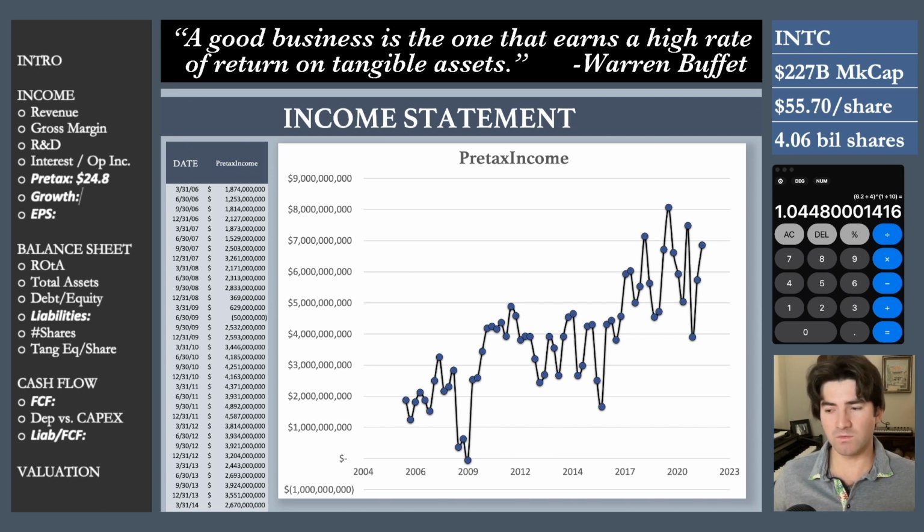I'm going to be conservative and just say straight up 4%, because I like to always be conservative with growth. I think if you overvalue growth, you're going to overvalue the stock and you're going to buy something that's worth less than you think it is. That's just my opinion though.